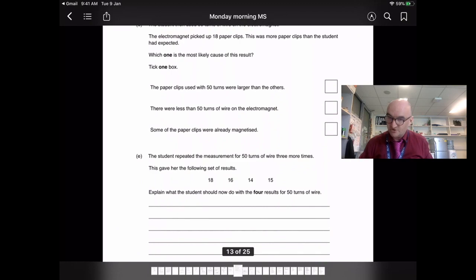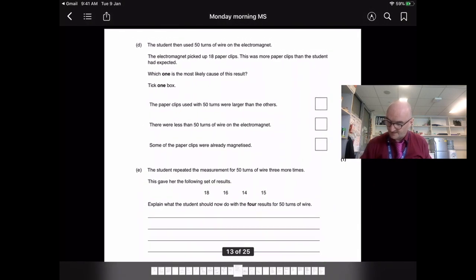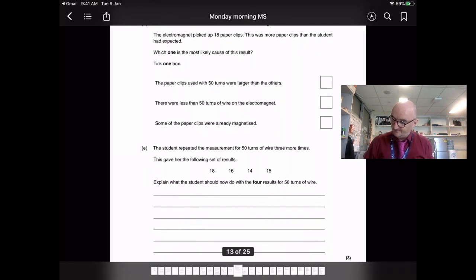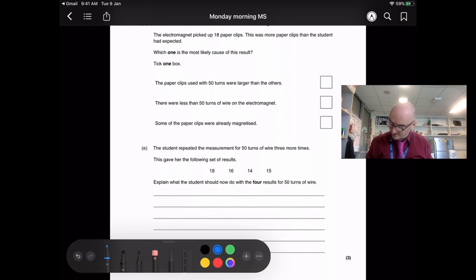Part D, the student then used 50 turns. So they increased the number of turns, 50 turns on the electromagnet. It picked up 18 clips. This was more paper clips than the student had expected. Which was most likely to be a reason for the increase in the number of clips? The paper clips used with 50 turns were larger than the others.